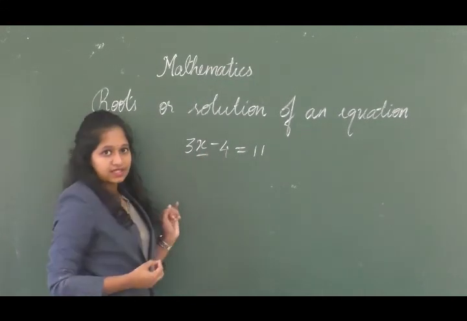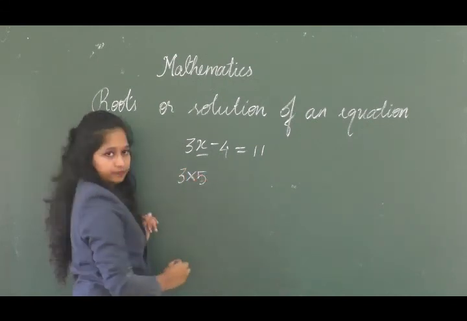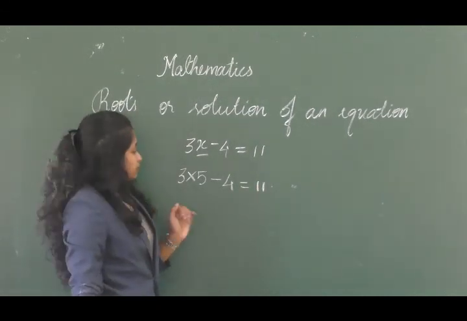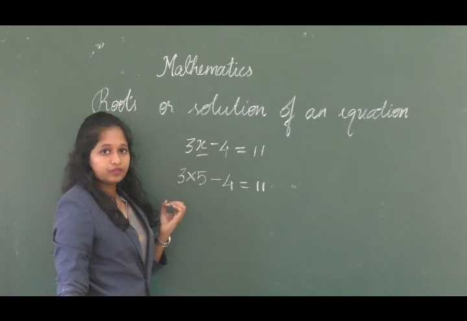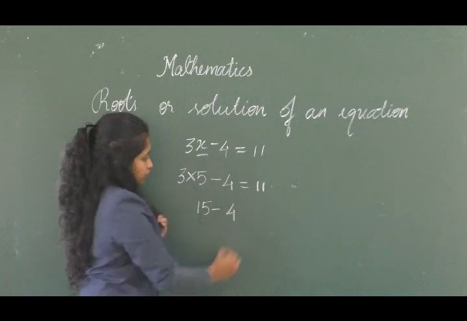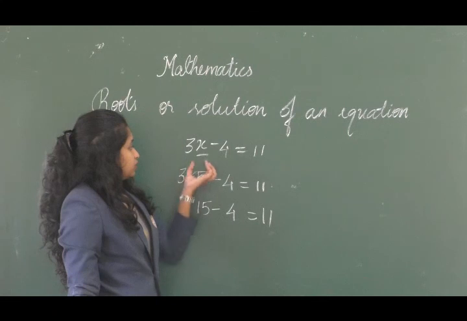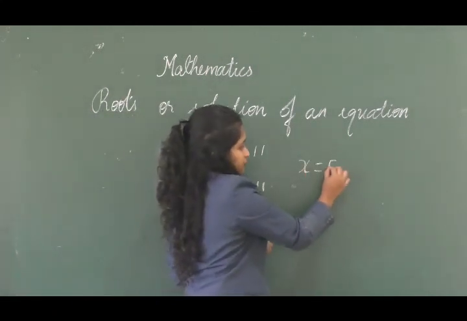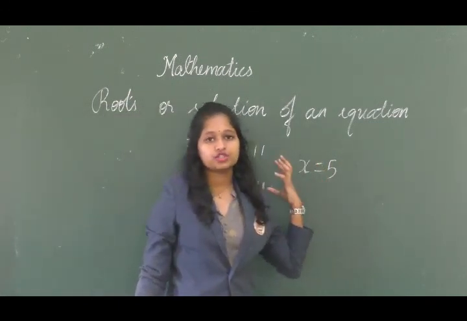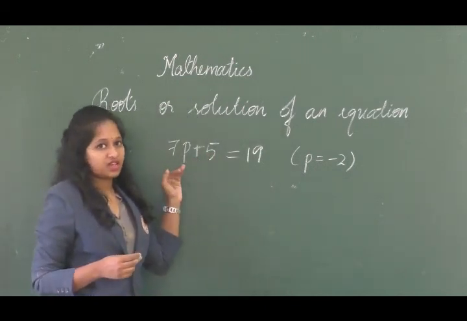If you give this x as 5, we get 3 into 5 minus 4 equal to 11. 3 into 5 is 15. 15 minus 4 is 11. Got it? So we have given the value for x as 5, and this is called the root or solution of the equation.